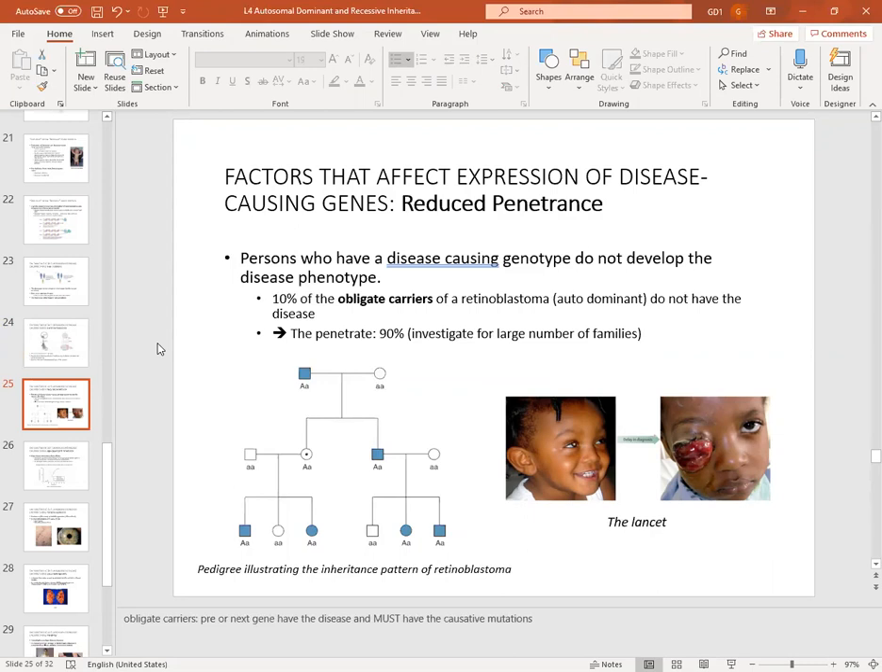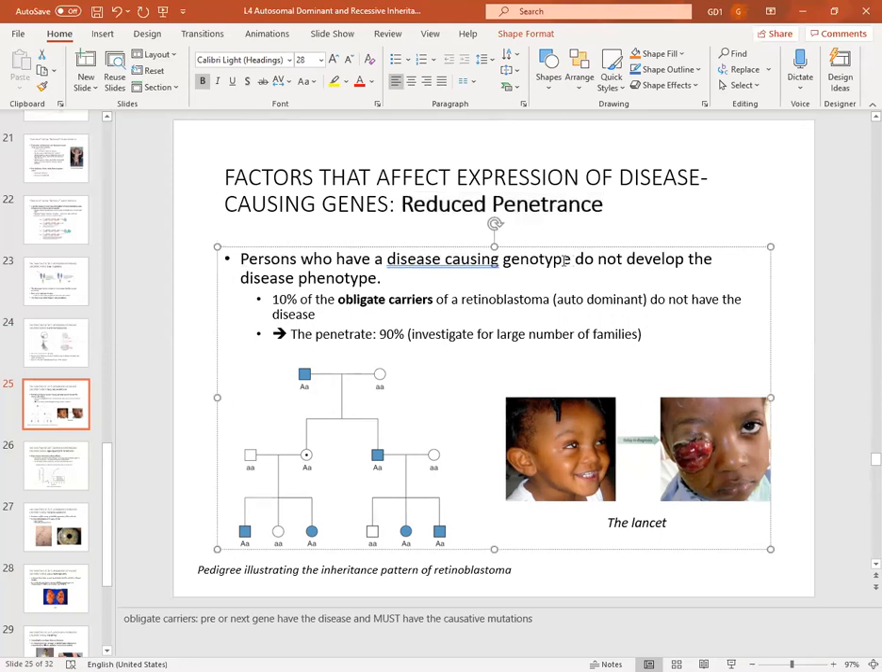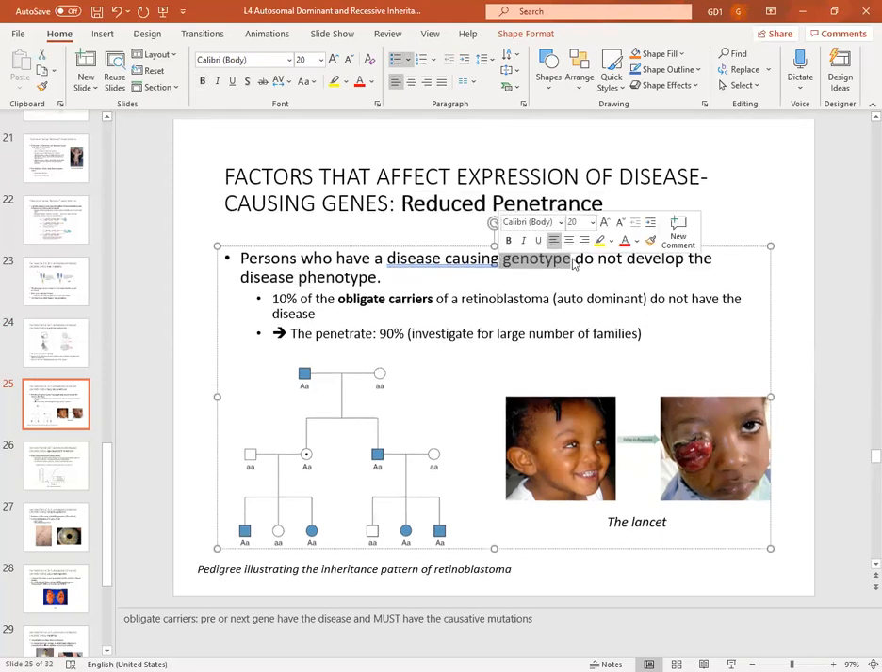And another factor related with the expression of the disease-causing gene. That factor can make your conclusion about recessive or dominant not correct. It's also related with reduced penetrance. Reduced penetrance is the term we use for a person who has the disease genotype, the gene, but does not develop the disease phenotype.